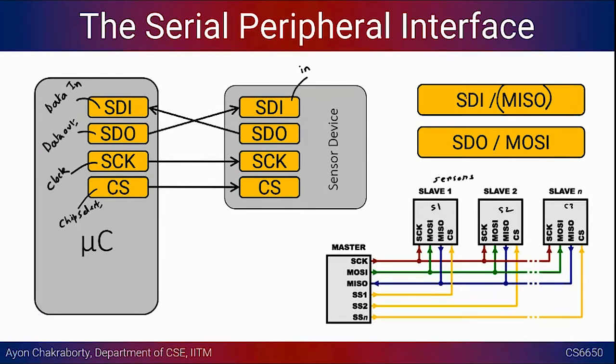So this is called SDI, which is basically serial data in. So this is SDI for the microcontroller, so this is master in. If the data is being input inside the microcontroller, this is master in, slave out, MISO, and this MOSI is basically master out and slave in.